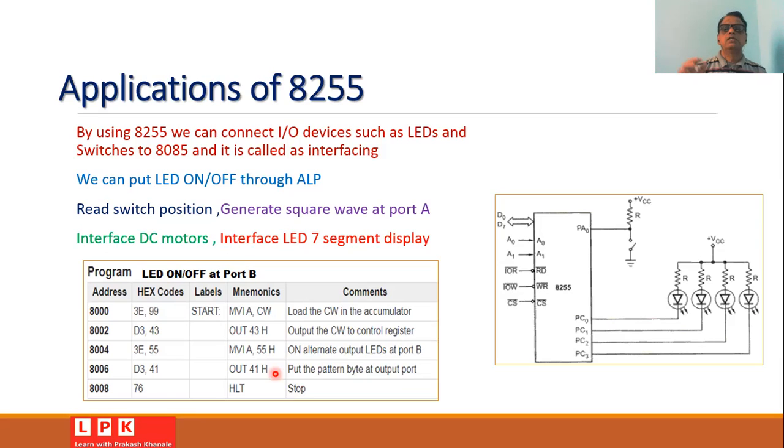So once you out this number, you will find that the LEDs that are connected to the 8 lines of port B will alternately be on and off. And finally, we can halt the program. So you can type this program, and for this you need to interface LEDs to port B. And when you execute this program, you will find that the LEDs that are connected to port B will alternately be on and off.